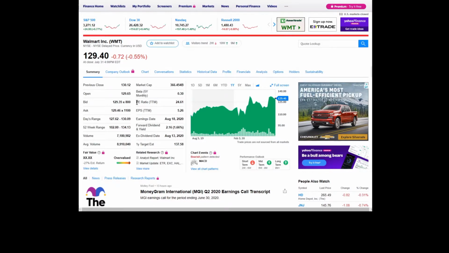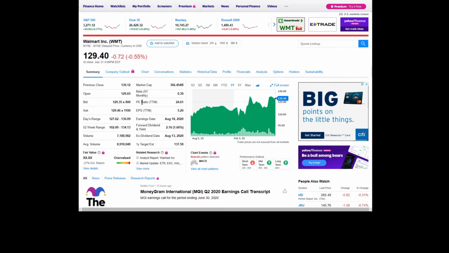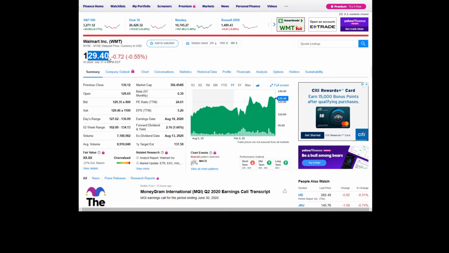Next thing we have is the PE ratio. Now the PE ratio, sometimes it just says PE like that, and sometimes there's a slash in between the P and the E, and that's because it's a fraction. It's the price per share that you pay divided by the earnings per share of the company. So what does that mean? What that means is for every dollar per share that Walmart earns, what you are paying in the price is $24.61.